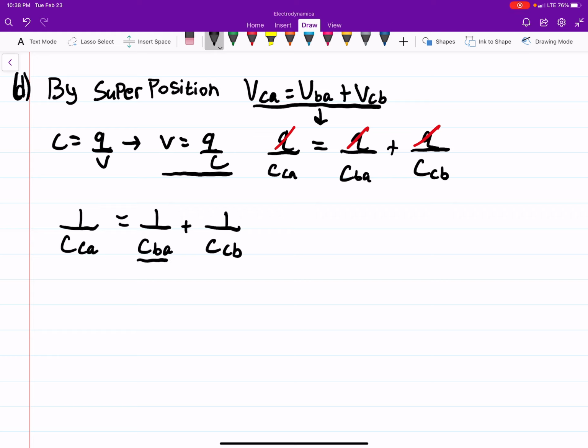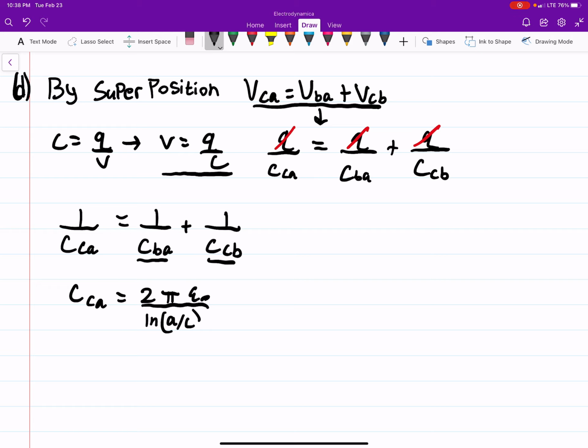Well, we already know this, and we know this. So if we add them together, well, we already found it. If we add them together and invert it, we can get our capacitance from C to A, which gives us 2 pi epsilon naught over the natural log of C over A. Okay?